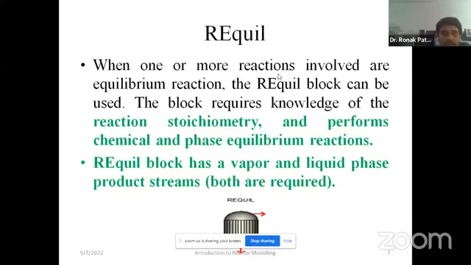REquil, on the other hand, will check the feasibility of a reaction. It will also check the vapor liquid equilibrium. For this, we require at least one input and two outputs.